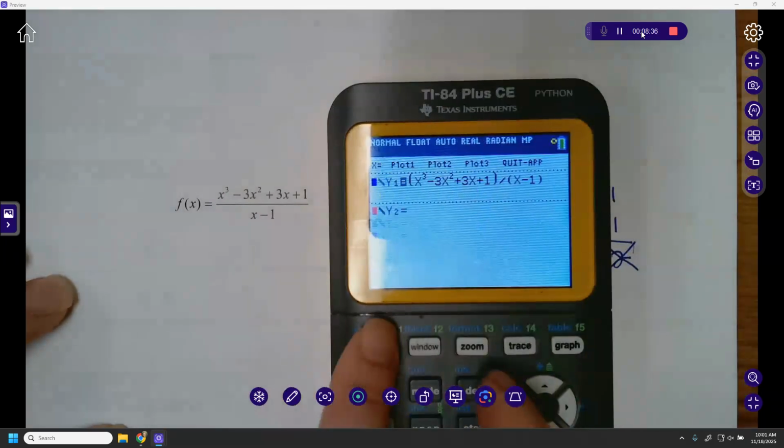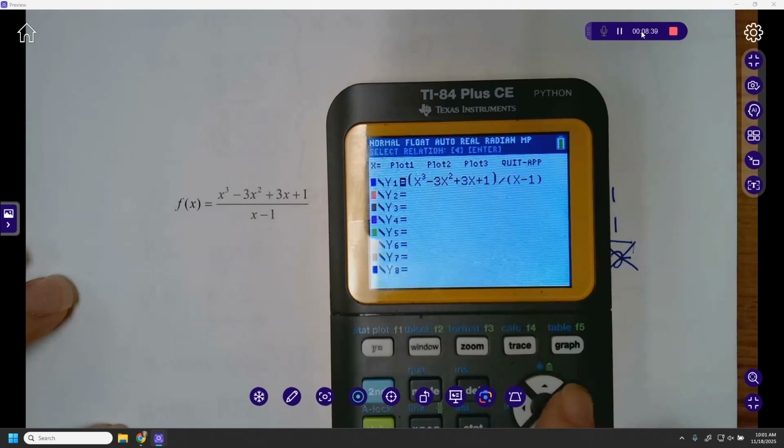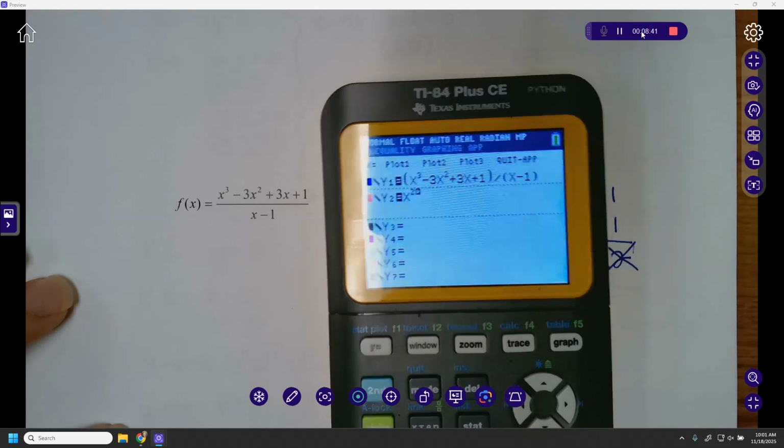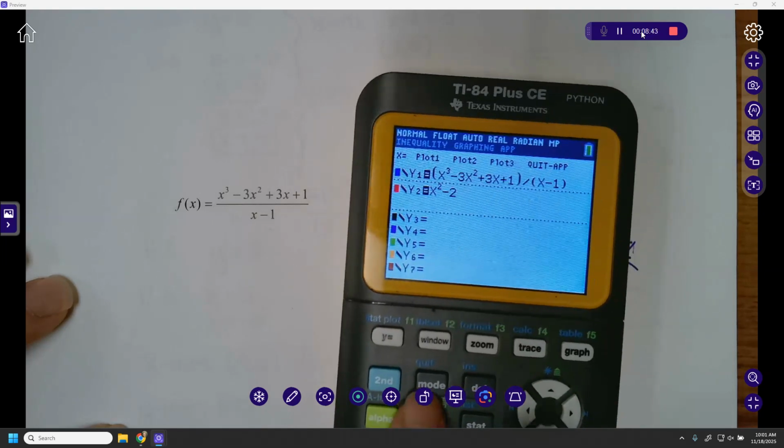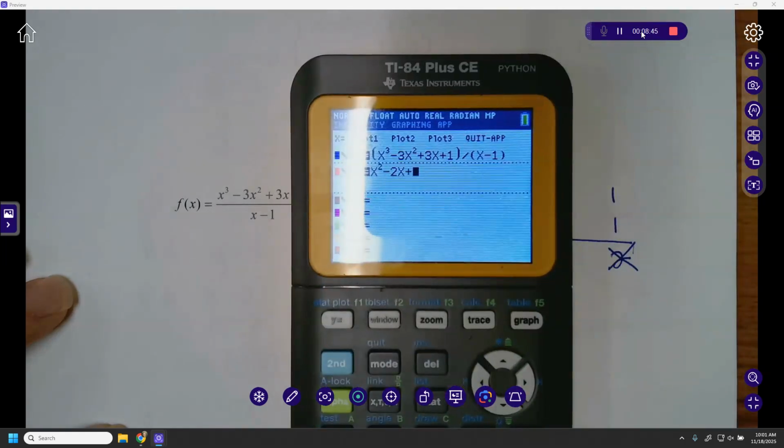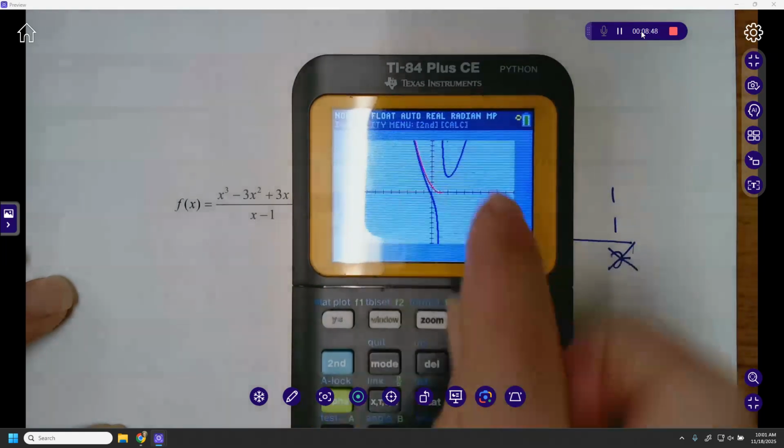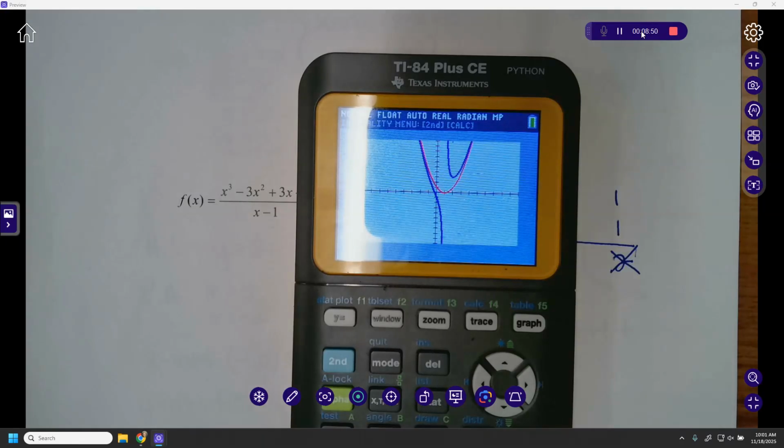So it was x squared minus 2x plus 1, and then you're going to see it come right around there. Weird.